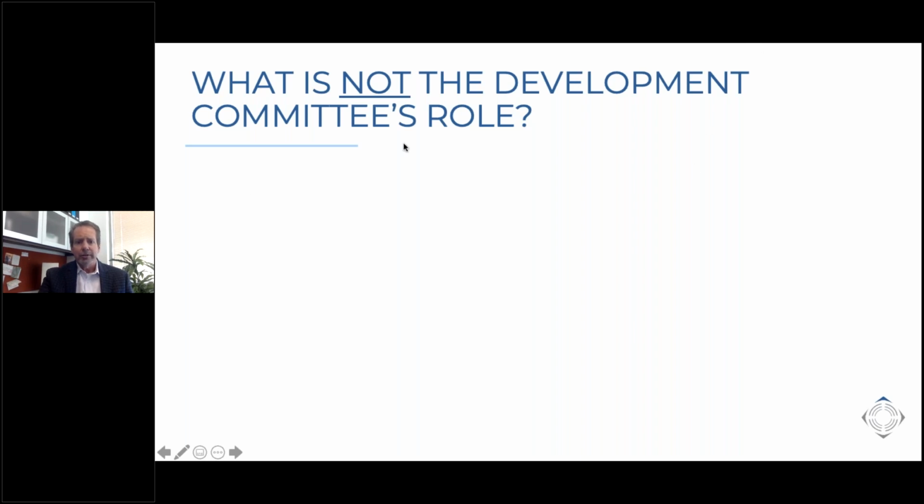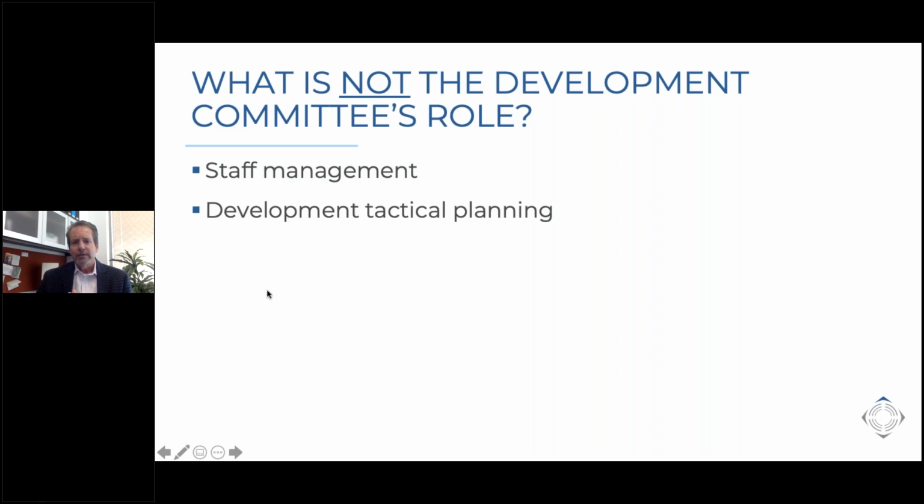What is not the development committee's role? Okay, staff management. Meaning, if anything looks like management instead of governance, it's probably the development committee stepping into the staff's role in their activities. Development tactical planning. Now, while you do want the development committee to own the big goals for the year, for instance if you're trying to raise $1 million this year, that would be one of the goals the development committee would own and probably bring to the board and say, hey, board, let's own this goal as an entire organization. That's great.